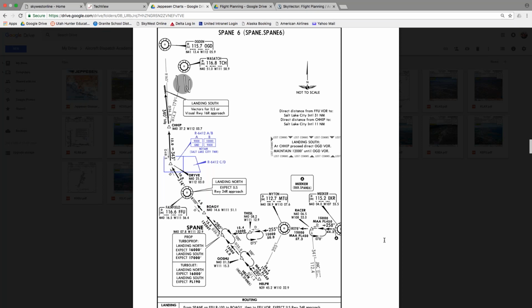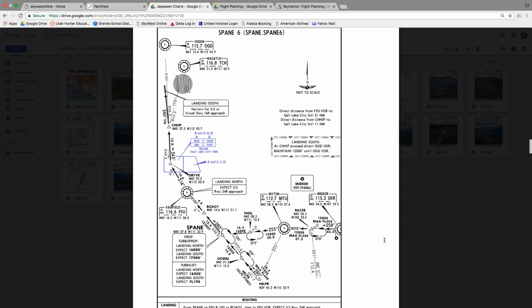Nice. How come that one is not bold? The 14.3? So that's direct from the airport to Chip, I see. Yeah, so that next one is technically 36.3, but that's going all the way to Ogden.